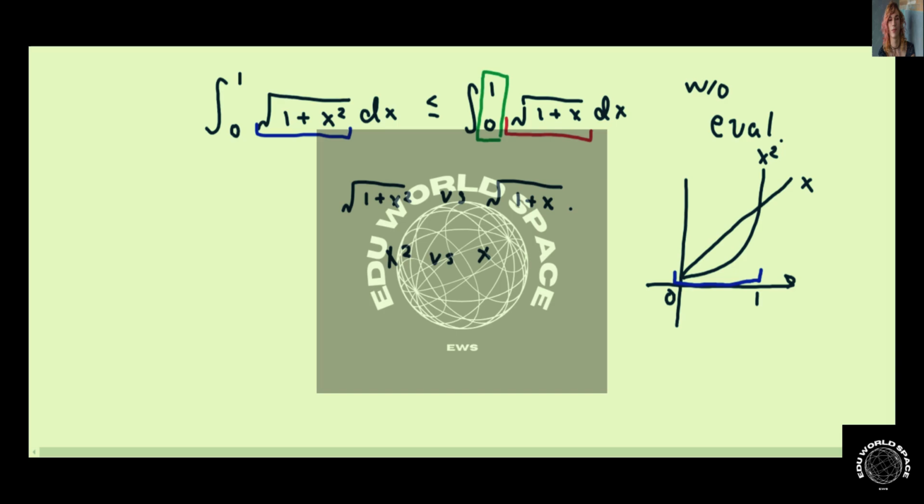So what's the relationship that we see right here? X squared is less than x, and going back, we can show that the square root of 1 plus x squared is less than the square root of 1 plus x. And according to the properties of integrals, this is also going to be true.